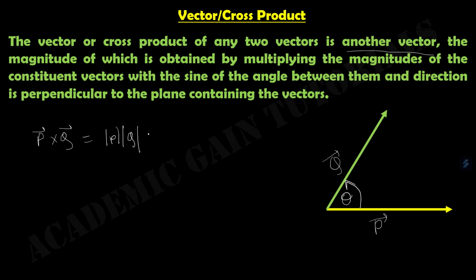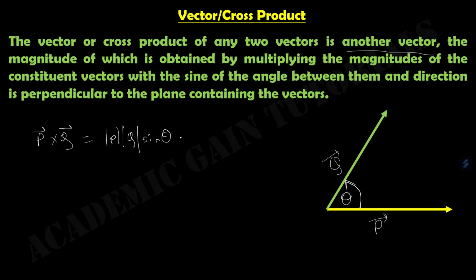So the sine of the angle between them will be sine theta, and the direction is perpendicular to the plane containing the vectors. The plane containing the vectors means the result will be like upwards. As it is two-dimensional, you have to imagine it. So the resultant vector must be perpendicular to this plane, either upwards or downwards. We will discuss when it will be upwards from the plane and when it will be downwards. As it is a vector, it will have a direction.